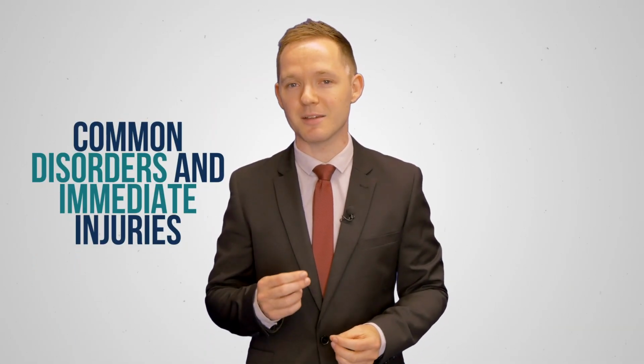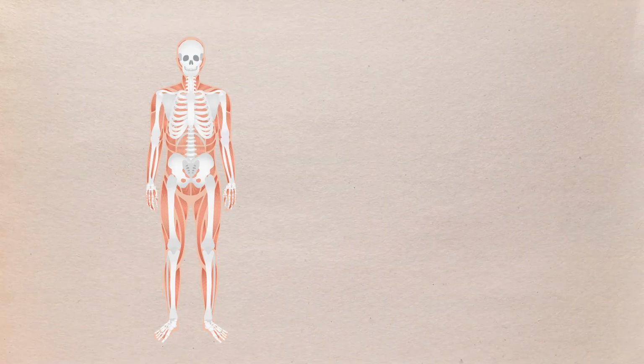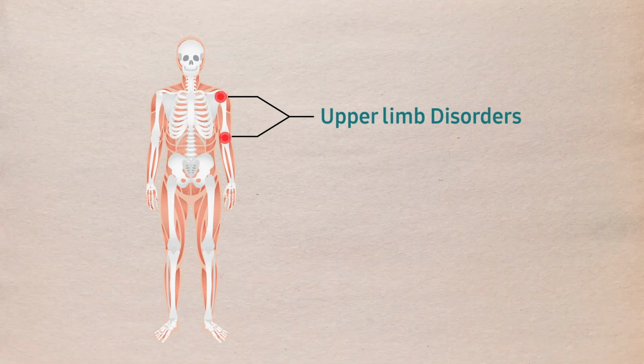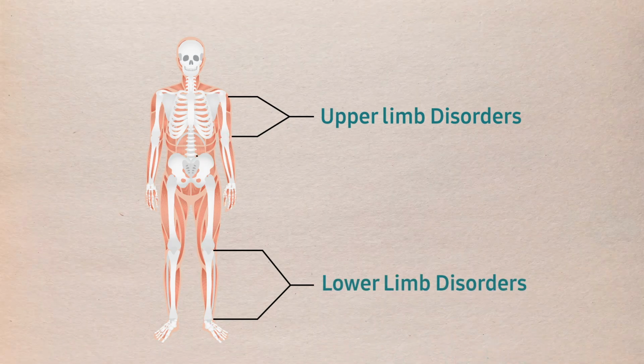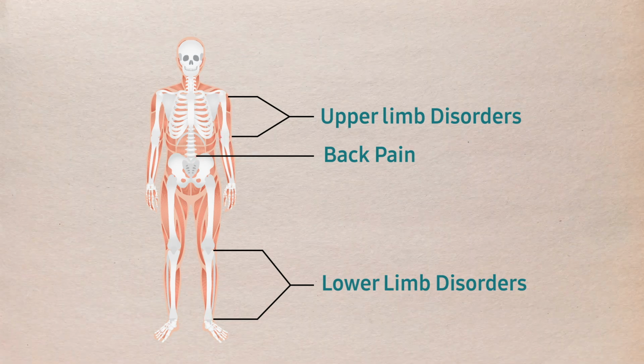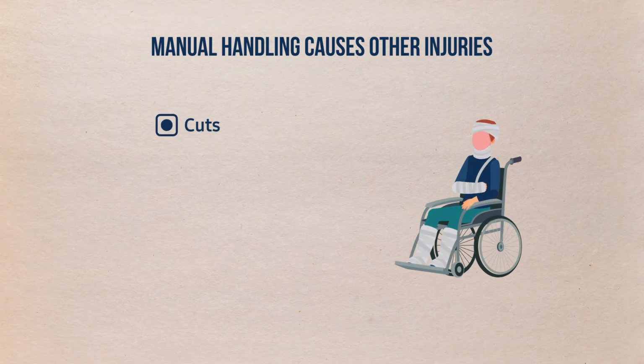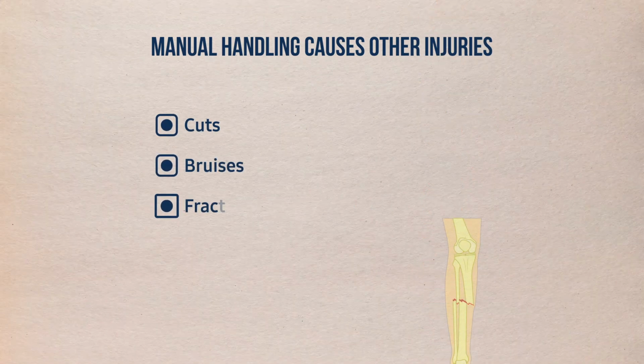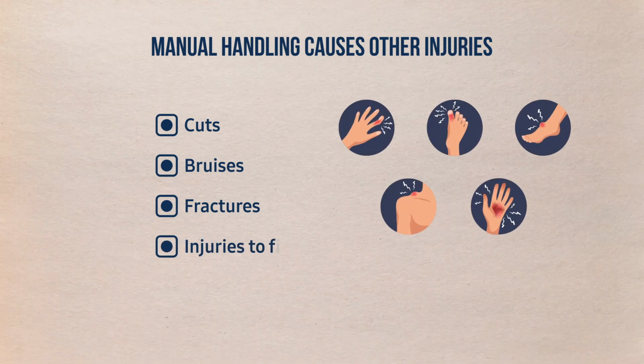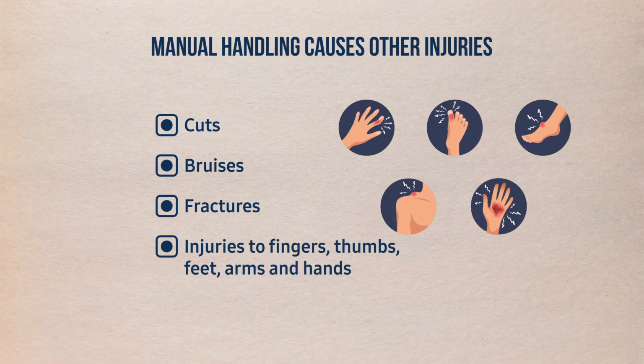It's also a good idea to know about common disorders and immediate injuries that can be sustained. As mentioned earlier, the most common types of musculoskeletal disorders arising from manual handling are upper limb disorders, lower limb disorders, back pain. Not surprisingly though, manual handling causes other injuries not considered musculoskeletal, such as cuts, bruises, fractures, injuries to fingers, thumbs, feet, arms, and hands.